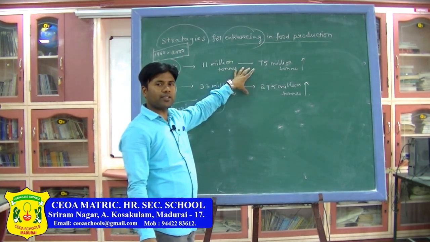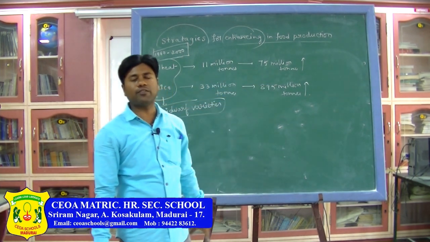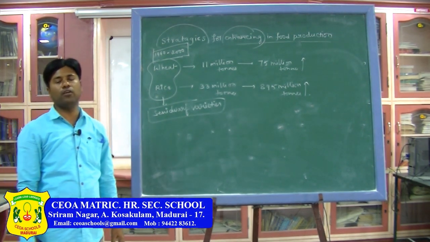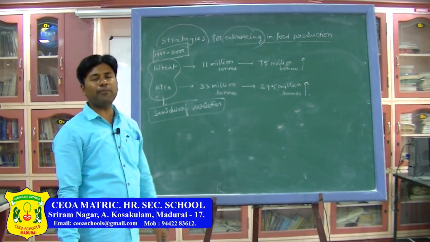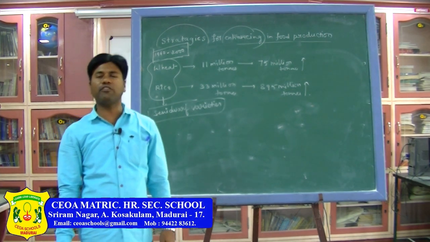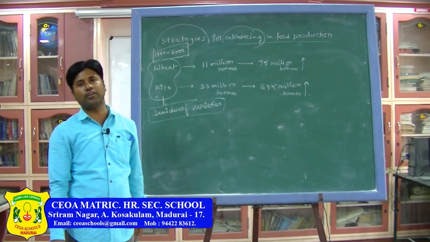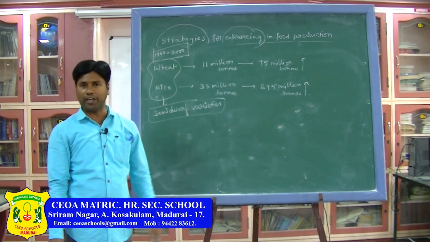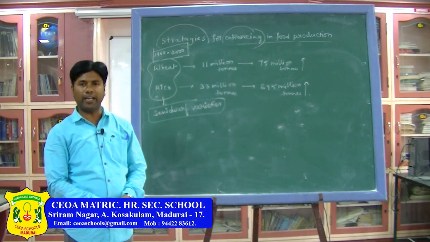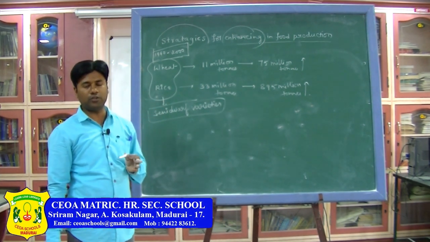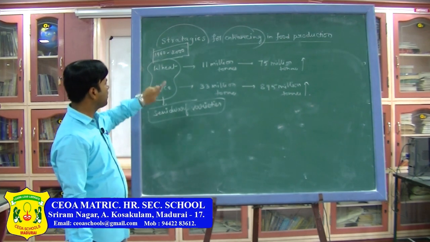So, then after the green revolution there is no scarcity of food grains. Bengal famine 1942. During that time what happened, 2.1 million people died because of not getting food grains, there was no proper productivity, so many people died. So for that they found a solution, that is the green revolution. Next, let us see about the wheat.